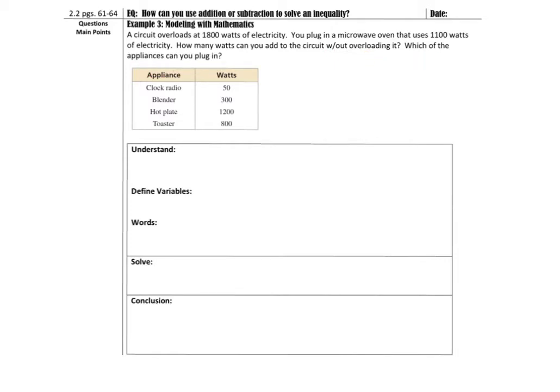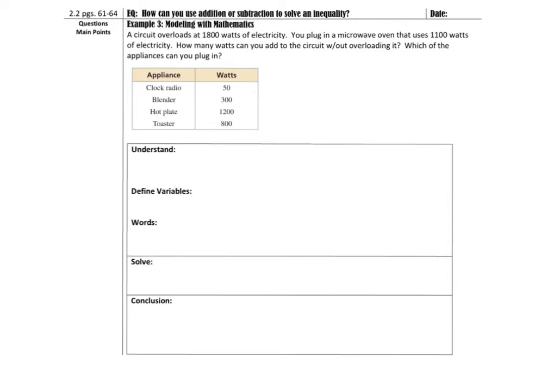I don't know about any of you, but at my house, if I have the blow dryer on and the iron plugged in at the same time, we always overload the circuit and everything in my bathroom shuts off because we have too much electricity going to that breaker. So this is definitely applicable to real life.